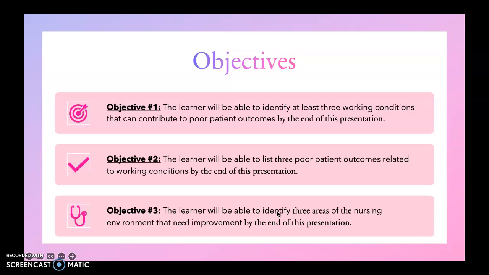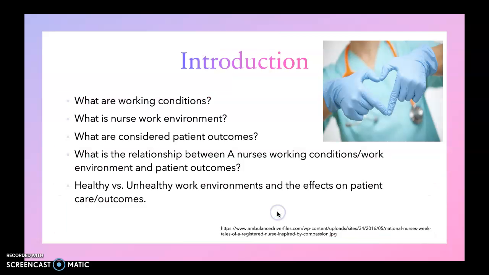Objectives for this presentation. Objective number 1, the learner will be able to identify at least 3 working conditions that can contribute to poor patient outcomes by the end of this presentation. Objective number 2, the learner will be able to list 3 poor patient outcomes related to working conditions by the end of this presentation. And the last objective is the learner will be able to identify 3 areas of the nursing environment that need improvement by the end of this presentation.